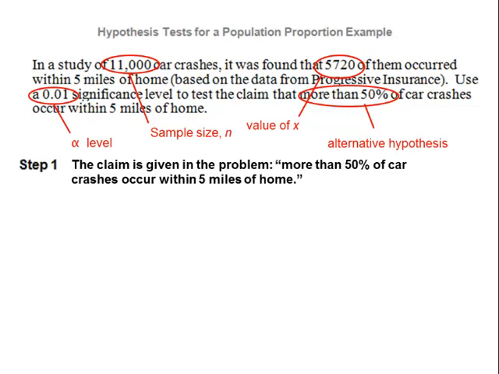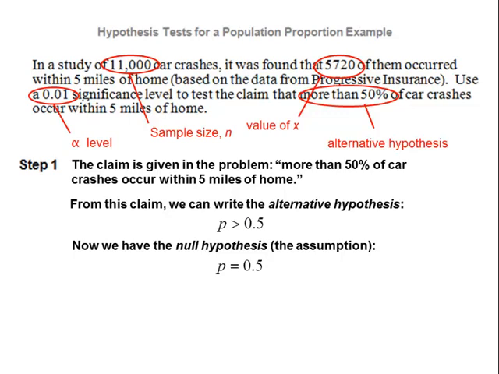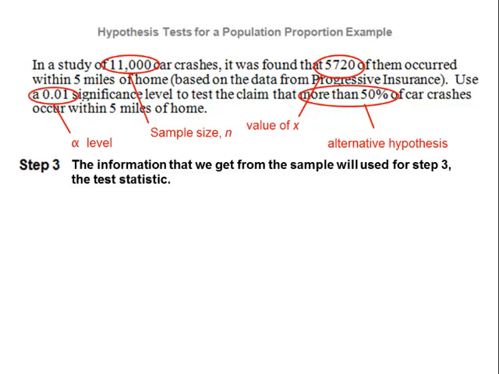So step number 1, the claim is given in the problem. More than 50% of car crashes occur within 5 miles of home. Given this, we can write the alternative. P is more than 0.5. Now we can also write the assumed value of P. The null will always have an equal sign, so P equals 0.5. Step number 2, we have our alpha level, 0.01. Step number 3, we will use the information from the sample to compute the test statistic.